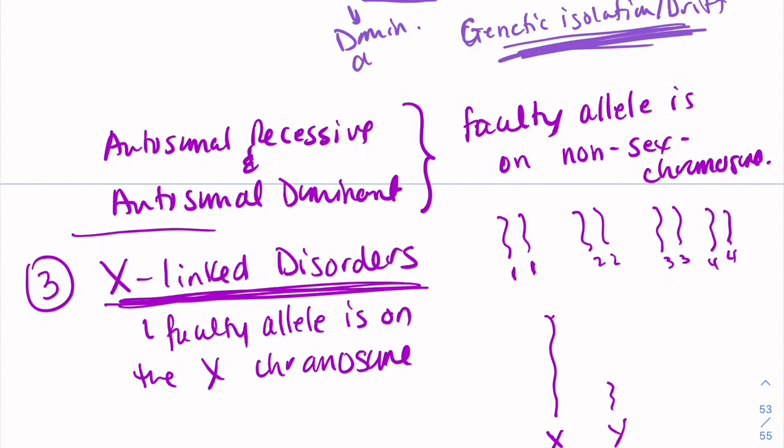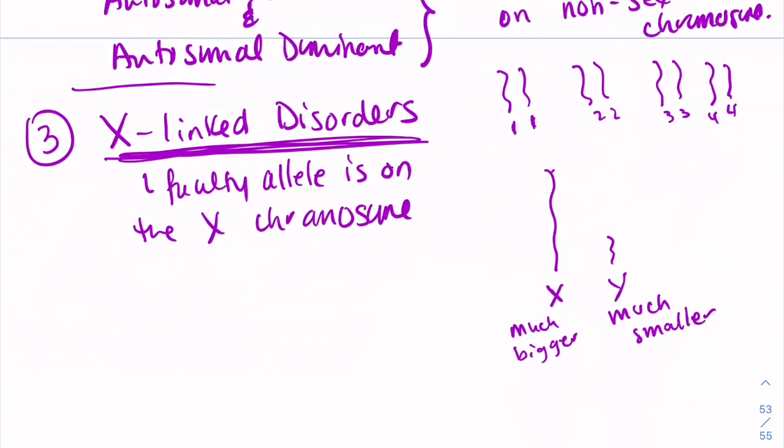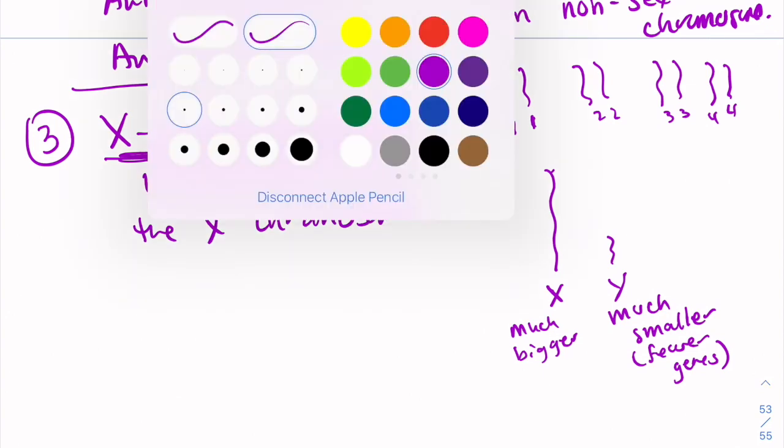And I drew the X chromosome like this, and I drew the Y chromosome like this. And it's not because I like the X chromosome better. It is because, this is a fact, that the Y chromosome is much smaller. And the X chromosome is much bigger. Way bigger than the Y chromosome. And so the Y chromosome has way fewer genes than the X chromosome.